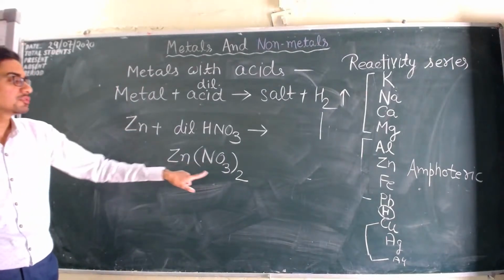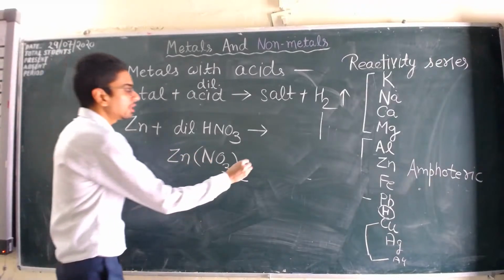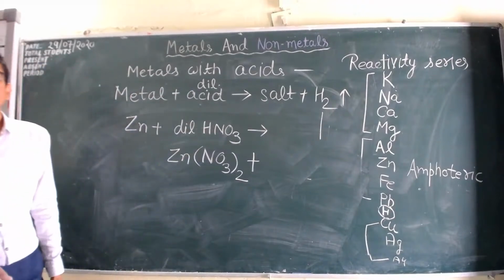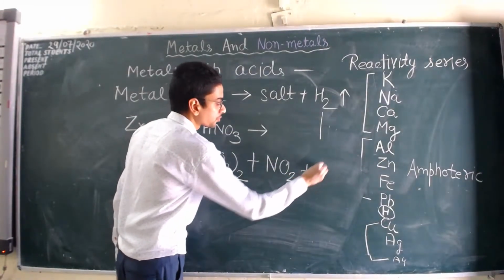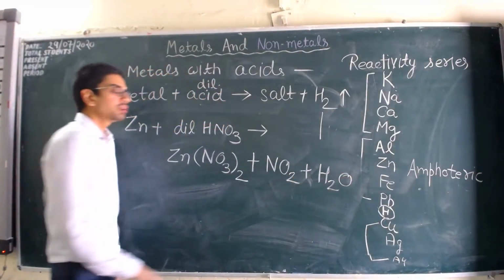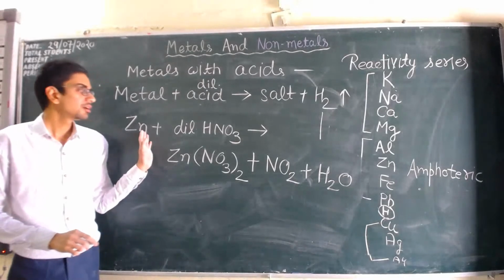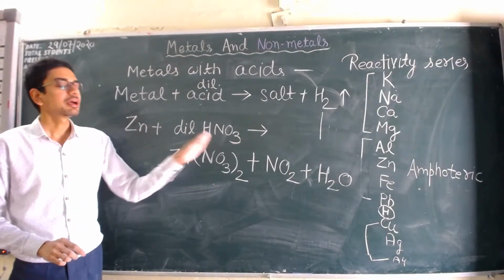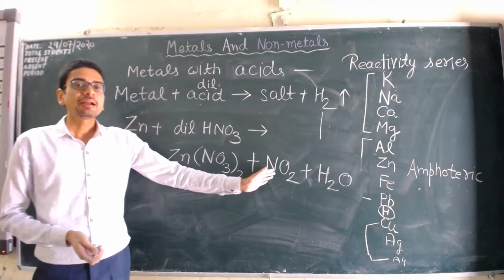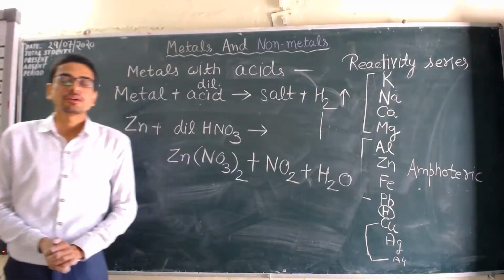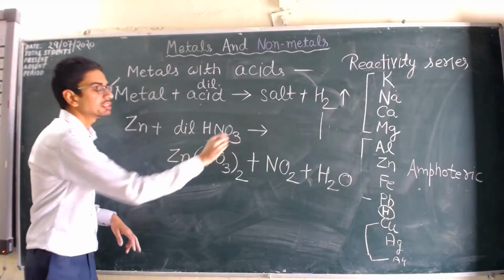Zinc nitrate. Zinc has valency 2, nitrate has charge -1. So zinc nitrate plus H2 will not be formed, water will be formed, and besides water, NO2 will also be formed. Okay. So the reaction of nitric acid with metals is different. Zinc plus dilute nitric acid will form zinc nitrate plus nitrogen dioxide plus water. So you can see this reaction is different from the general reaction because HNO3 is oxidizing.